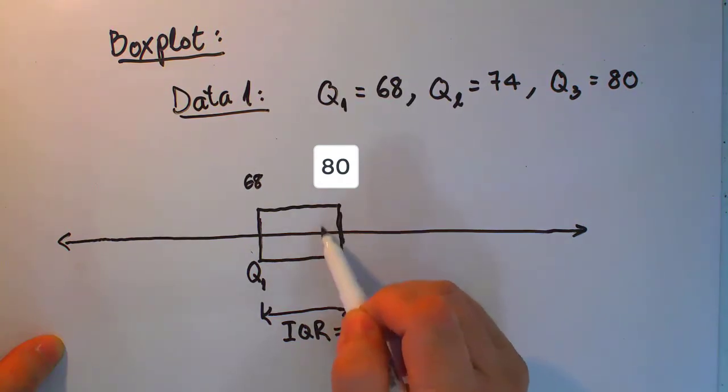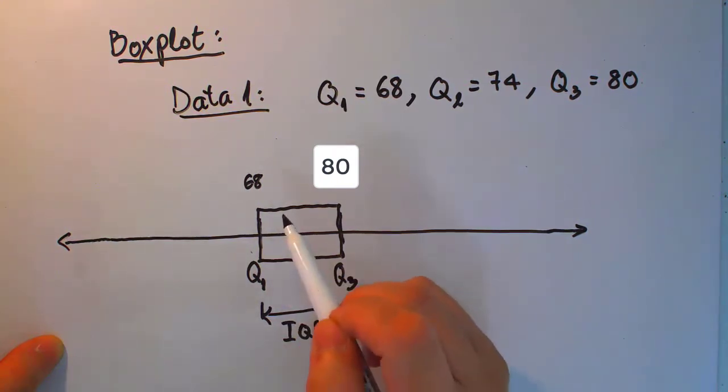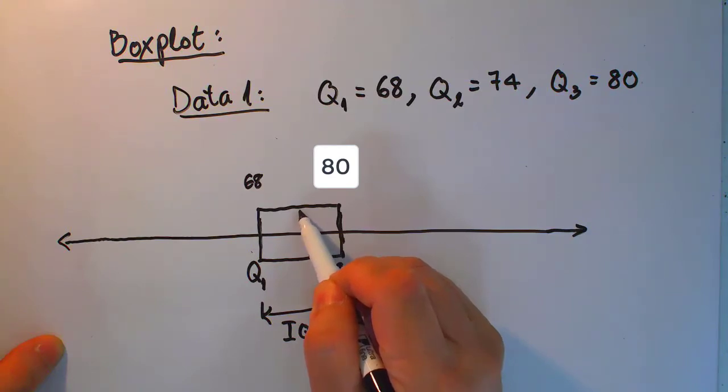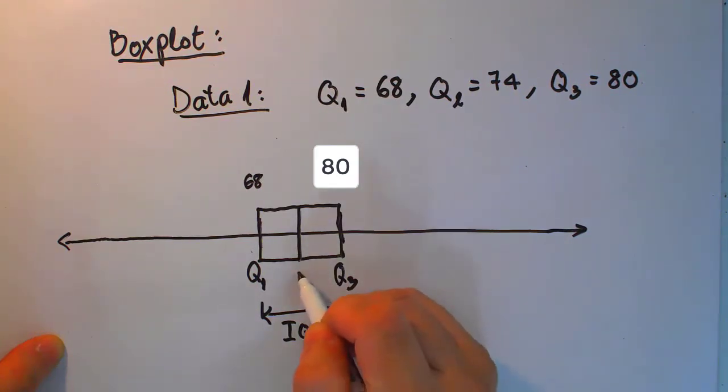Some data, it could be a little closer to the right hand side. Some other data, it could be a little closer to the left hand side. It's just that our data set 1 happened to have Q2 exactly in the middle. And once again, we're going to draw a vertical solid line right in the middle of the box. It's called that Q2 is right in there.